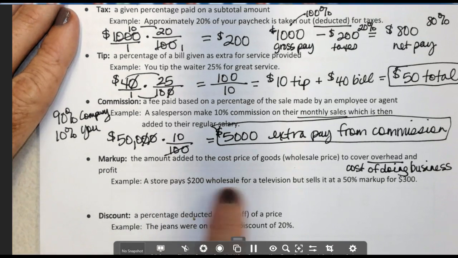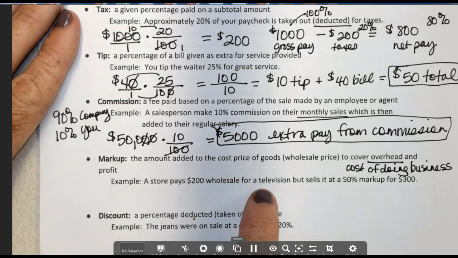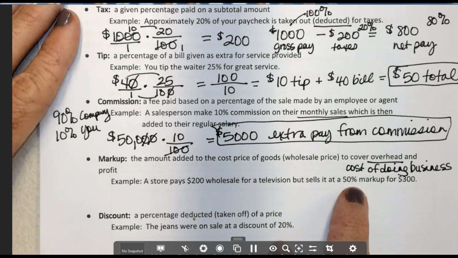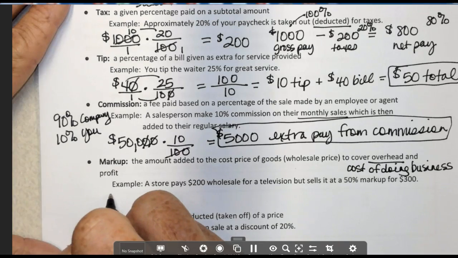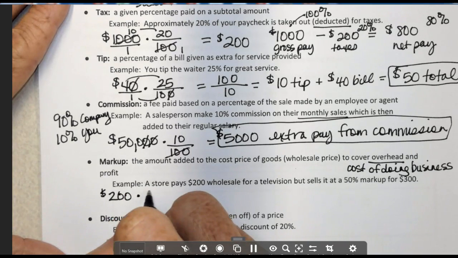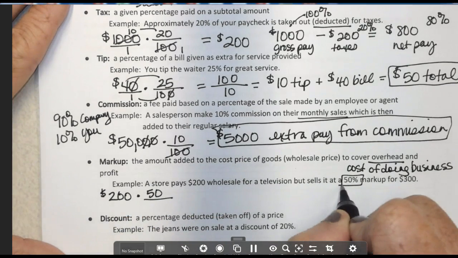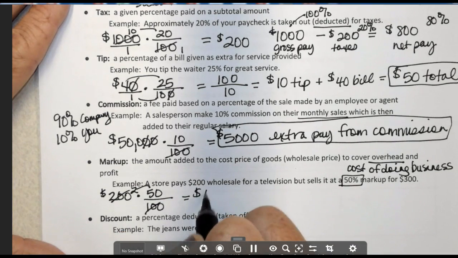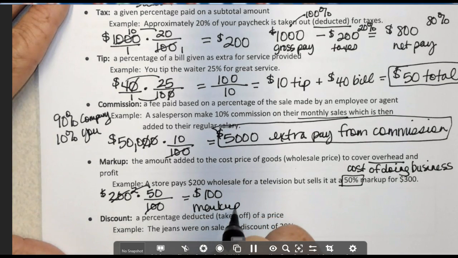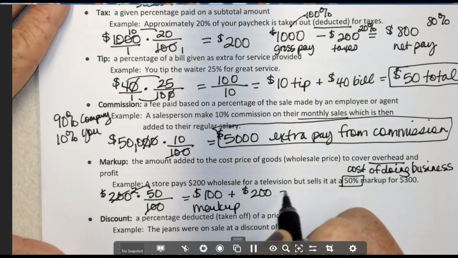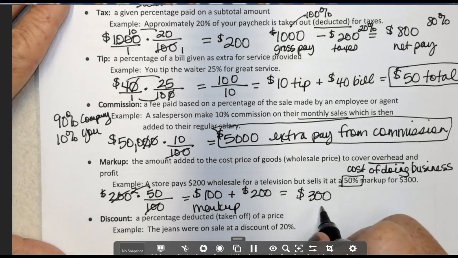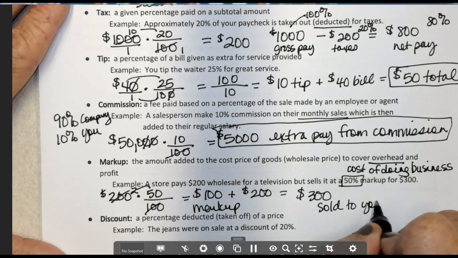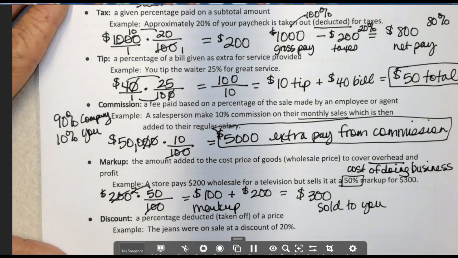So when Walmart goes to GE and they go to buy a television, okay, they paid $200 for the television, but they're going to sell it to you at a 50% markup, okay? So you have the wholesale price, and then they're going to mark it up 50%, or 50 over 100, okay? 100 goes into 200 twice. 2 times 50 is 100. So that's going to be their markup. So they're going to add it to what they bought it for, and they're going to sell it to you for $300. Every item you buy anywhere has a markup, even when it's on sale, even when it's discounted, even when it's clearance. It has a markup on it.